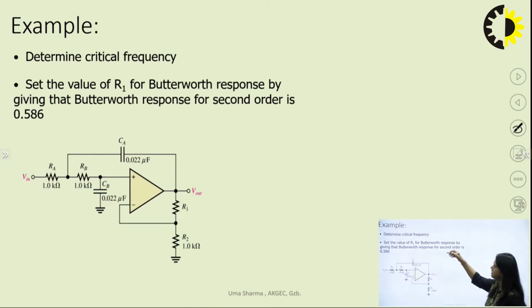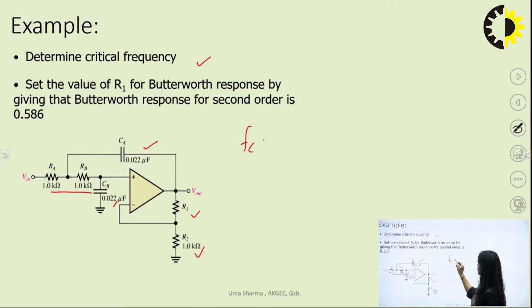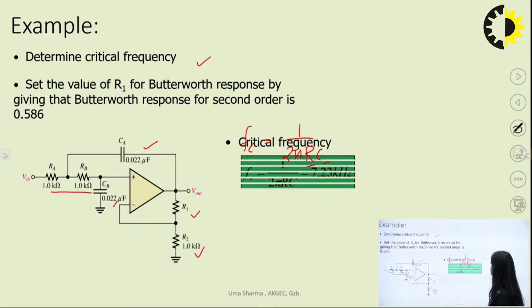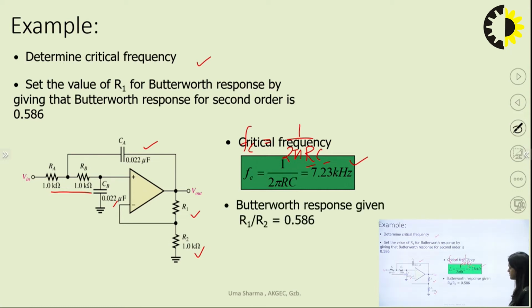You can see this example here. Critical frequency has been asked. For this circuit, you have to calculate the critical frequency. The values of RA/RB are given, the values of CA/CB are given, the value of R2 is given, R1 you have to calculate. So it is very simple. You know the formula that FC equals 1 upon 2 pi RC. You know the value of R and C. So very easily you can calculate this critical frequency, that is FC equals 1 upon 2 pi RC, and that is equal to 7.23 kilohertz.